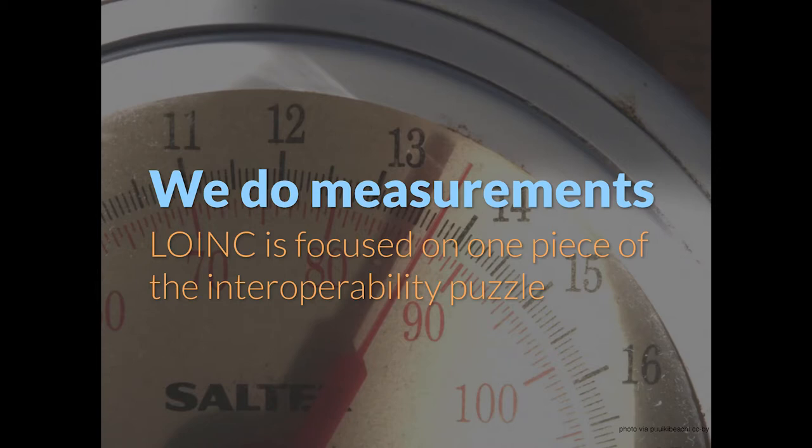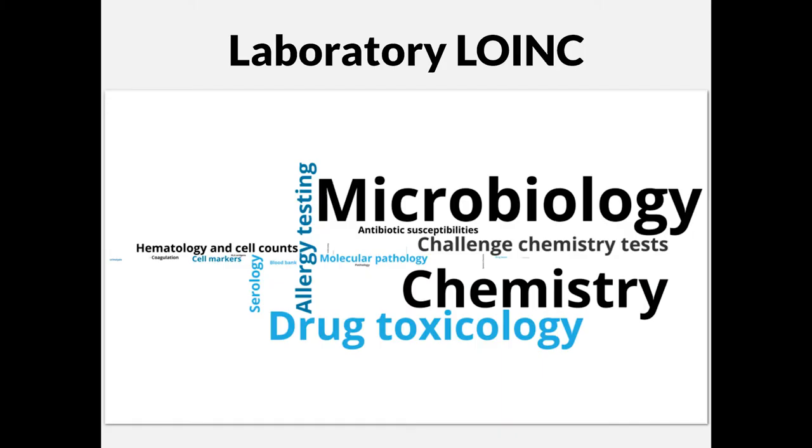LOINC's focus as a terminology standard is on one particular area of the overall interoperability puzzle. So you need other standards, but it's important to understand how LOINC fits into this picture. Our focus is tests, measurements, and collections thereof. We largely think about the world divided into two categories. And while the LOINC database is all LOINC, there are two areas you can think about. The first is laboratory LOINC. And this is essentially the set of things that you can test, measure, or observe on a specimen.